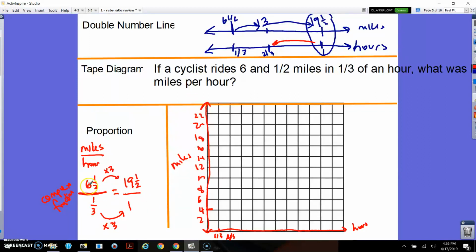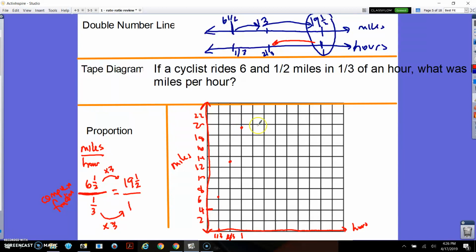And here we go. So I know in 1/3 of an hour, she goes 6.5 miles. So 1/3, I'm going to go up to 6. Halfway would be 7. So I need 6.5. That's about right there. That would mean 2/3 was 13. So 2/3, 12, 13. And a whole hour, 1, up to 19.5 right there.